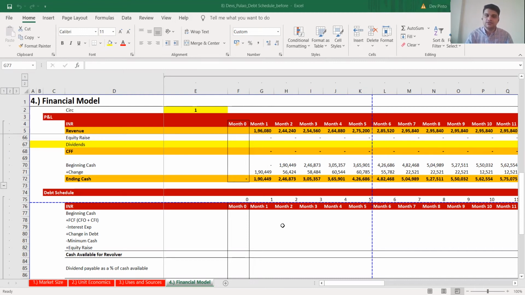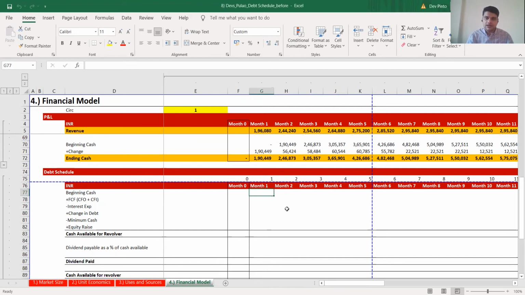What is the debt schedule and why is it used? So what the debt schedule does is it tells us how much interest we need to pay on all sorts of debt that we have. And if at all there are any cash flow shortfall requirements that we are facing in our business through which we're going to have to pull down on a revolver balance. So let's begin with it.